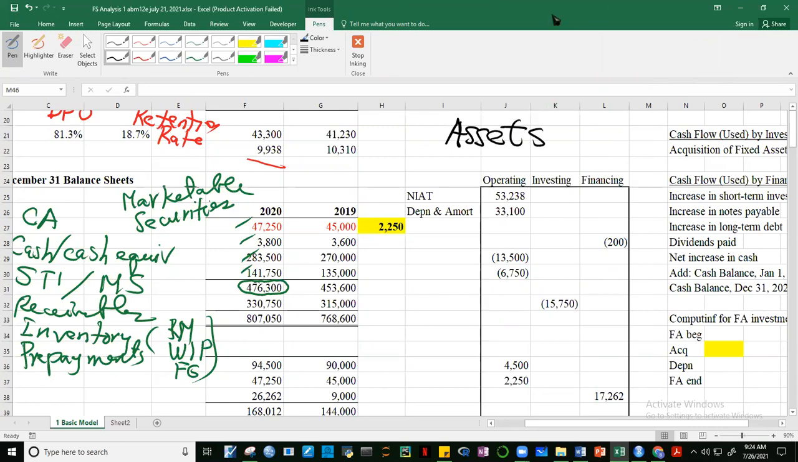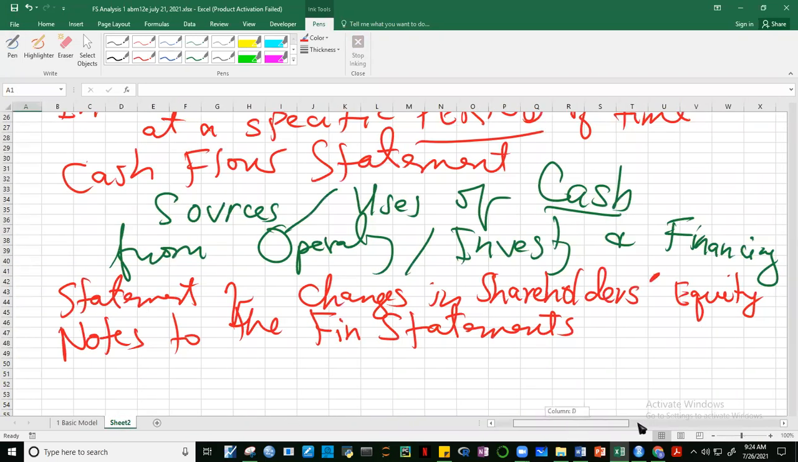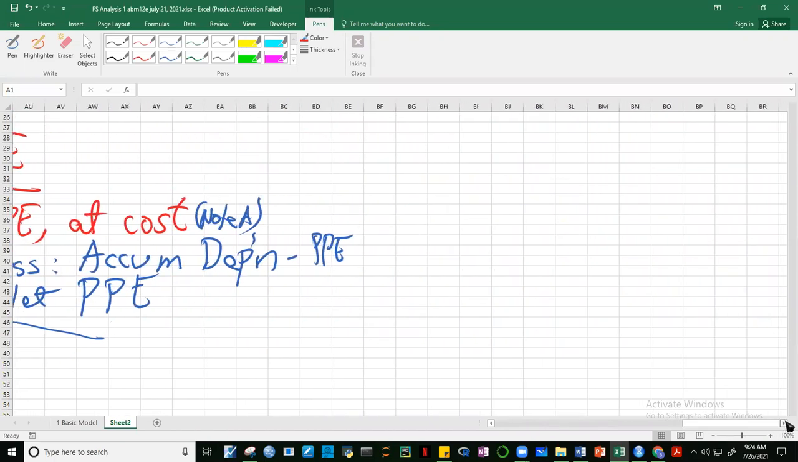Parang mabagal yung ano niya. Any increase in assets, guys, okay, when assets increase, then this will always be a what? Use of cash or source of cash? Okay, let me put it here. Excuse me.